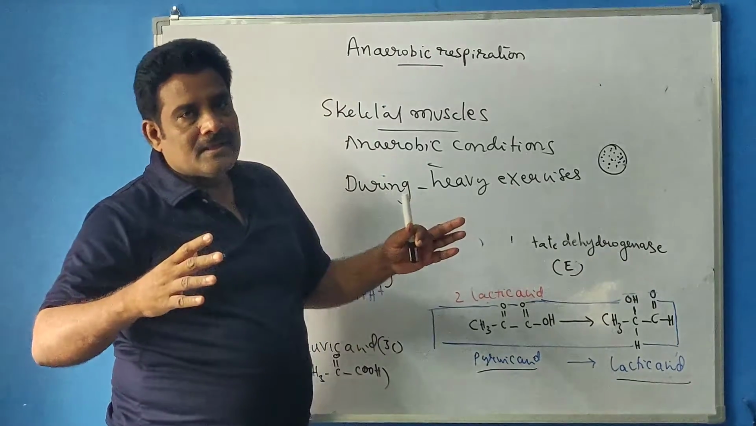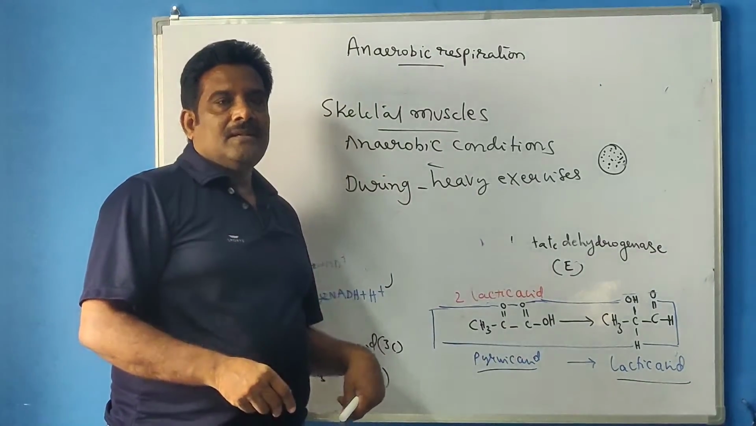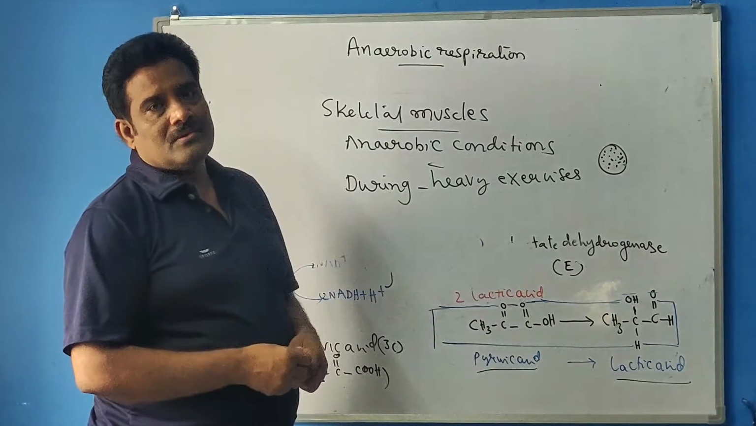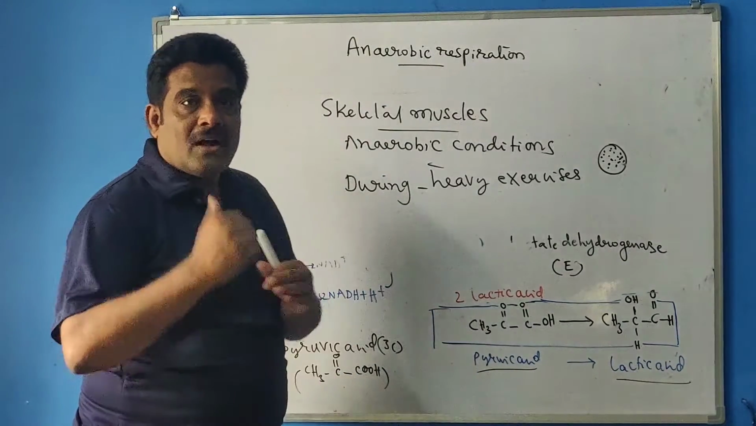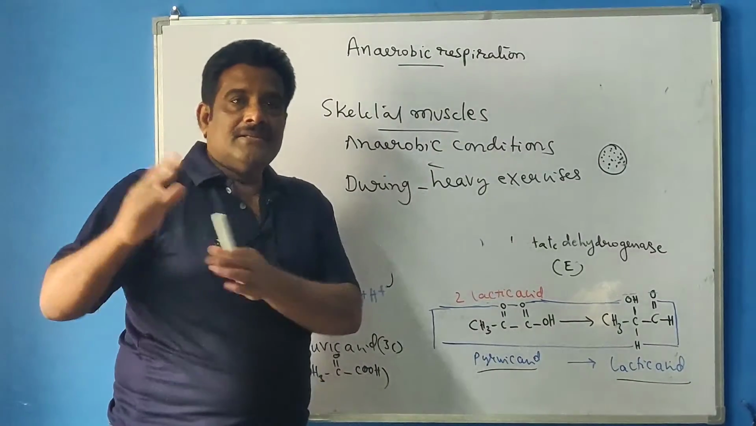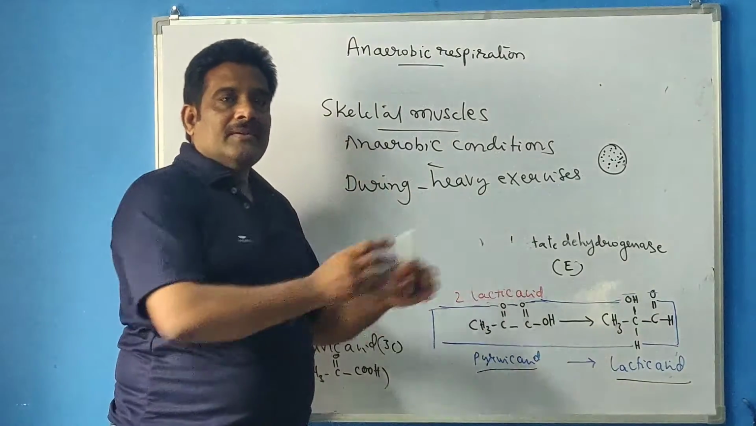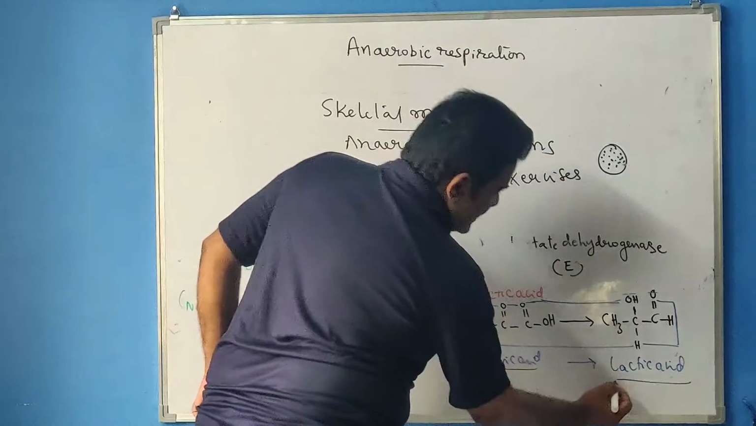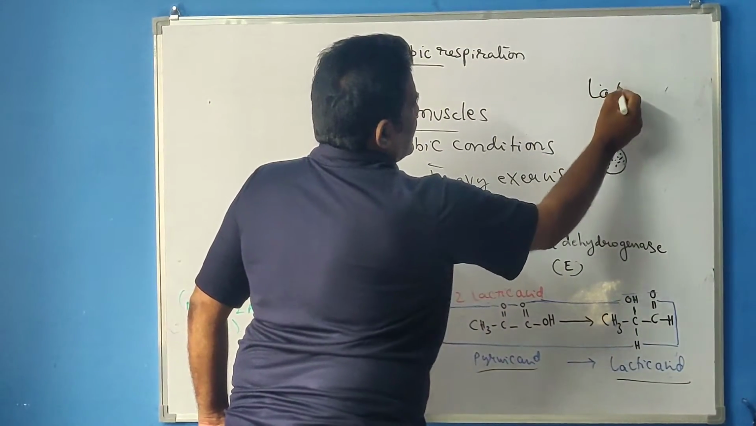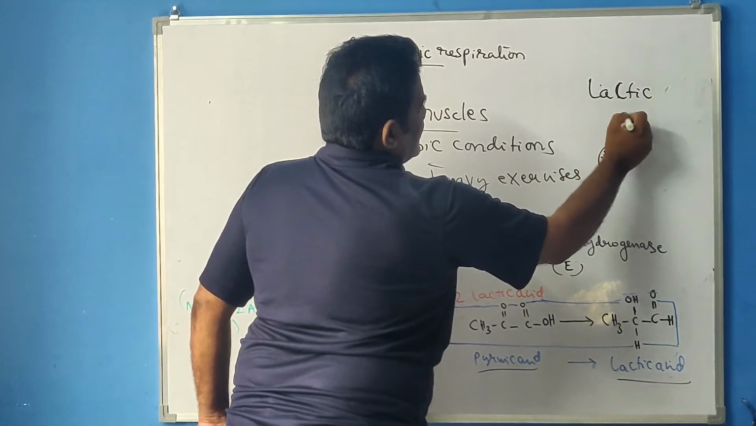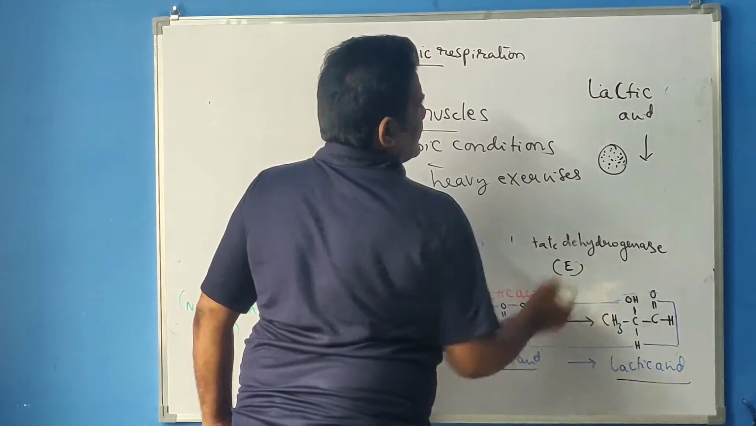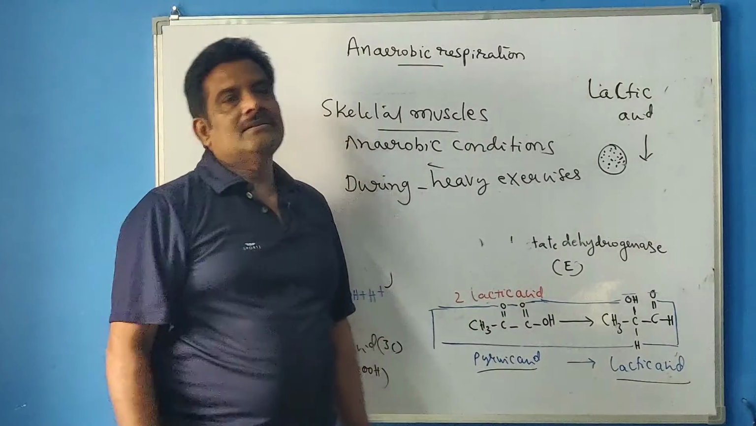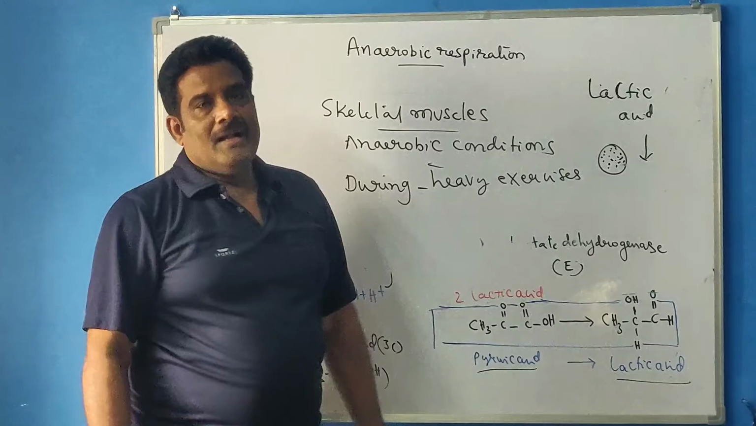But how do we get back to normal? How will this condition be restored? The condition will be restored whenever oxygen is available. So when exercise is stopped, oxygen availability will be there again. Because of the availability of oxygen, this lactic acid is going to be broken down. Whenever lactic acid is broken down, normal conditions are restored. That point you have to understand.